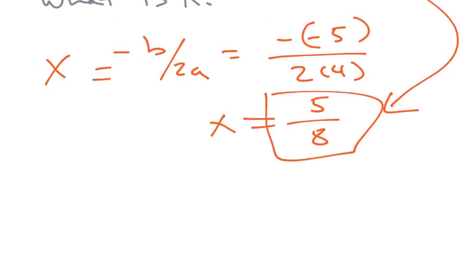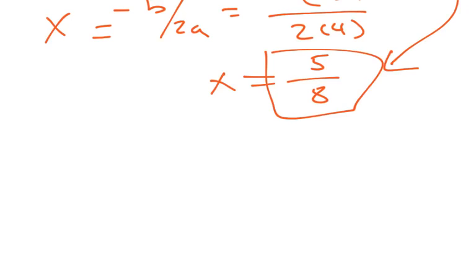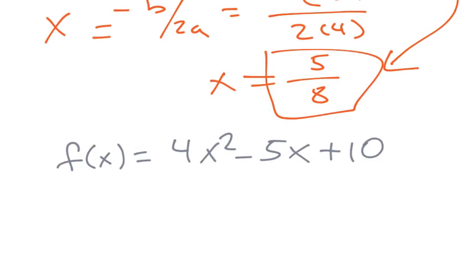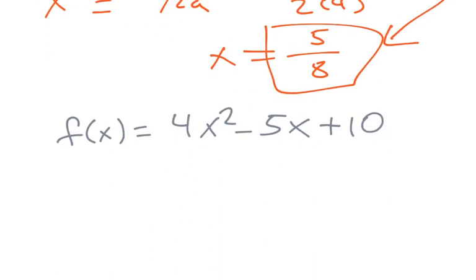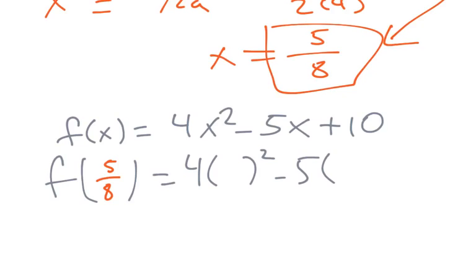So the question now is, how do we figure out what the y component is? Remember, we can rewrite y as f of x. So f of x is equal to 4x squared minus 5x plus 10. If you're confused right now, all I did was rewrite this entire equation in terms of f. And why would I want to use this notation? Because I know x is 5/8. So this is going to be the same exact thing that is written above, except instead of x, I'm going to plug in 5/8. And then we just solve.